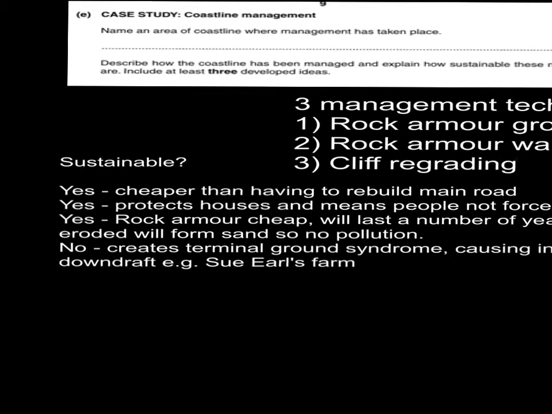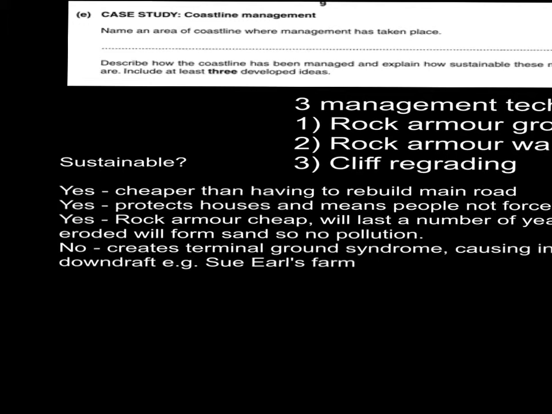Secondly, you've got a rock armour wall at the base of the cliffs. That's there to do two things. One, it's designed to stop the sea from actually hitting the base of the cliff, and it's also there to act as support to the base of the cliff to stop it slumping. Because this cliff is made of such soft material, a material called boulder clay, which is one of the weakest rocks imaginable, they've also regraded the cliff. What that means is that instead of having a steep cliff, they've deliberately taken the top of the cliff off to make it a much shallower cliff, so it's less likely to collapse.